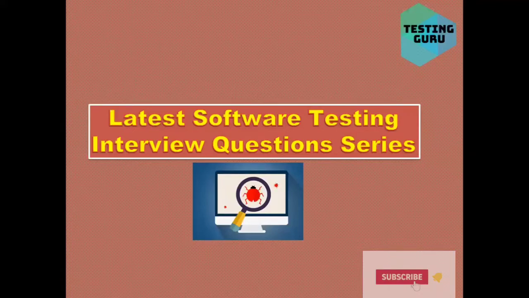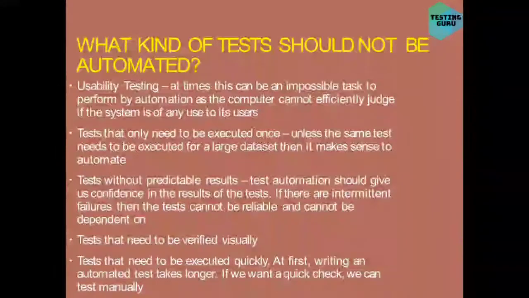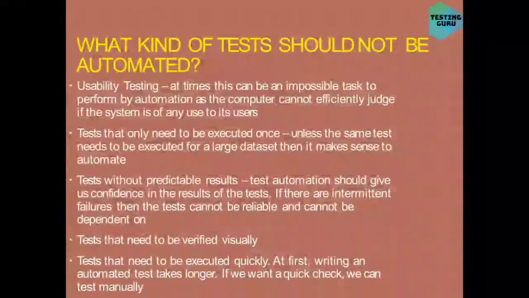So let's see the first question: what kind of tests should not be automated? The answer is usability testing. At times, this can be an impossible task to perform by automation, as the computer can't efficiently judge if the system is of any use to its users. And the tests that only need to be executed once should not be automated.